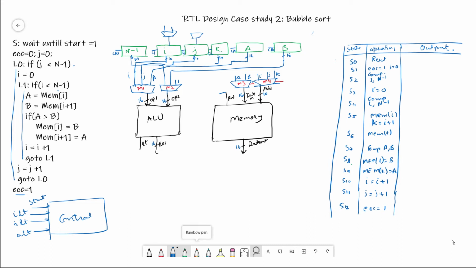One of the mux inputs is selecting 0 and the other is selecting from the result. Similarly, this is selecting from 0, this is selecting from result. For K, it can only come from the result. And for A, A is always data out. So this is always data out and this is always data out.